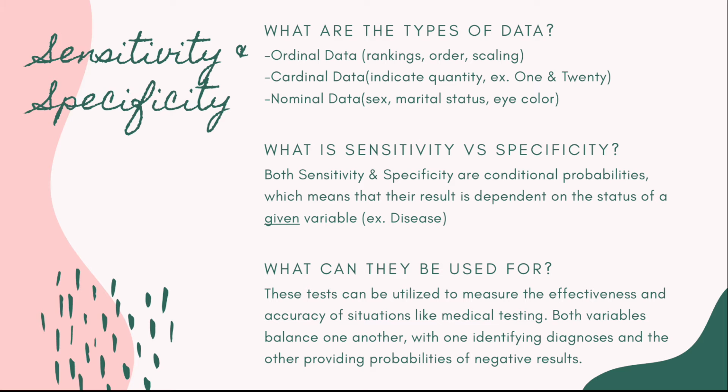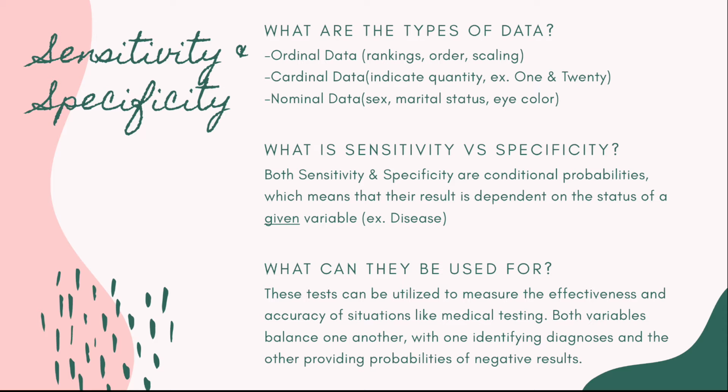Now that you've gathered a basic understanding of probability, we can move on to sensitivity and specificity. In order to understand this topic, you need to gather the idea of what the types of data are. So what are there? Firstly, we have ordinal data, which is based upon rankings, order, and scaling, such as first, second, and third. Then we have cardinal data, which indicates exact quantity, for example 1 and 20 and 35, etc. Lastly, we have nominal data, which cannot be quantified, for example sex, marital status, and eye color.